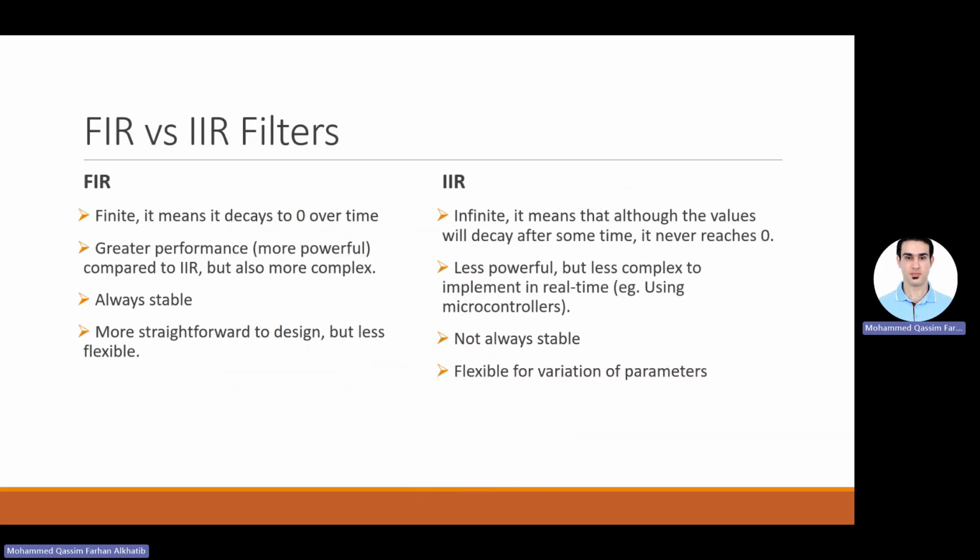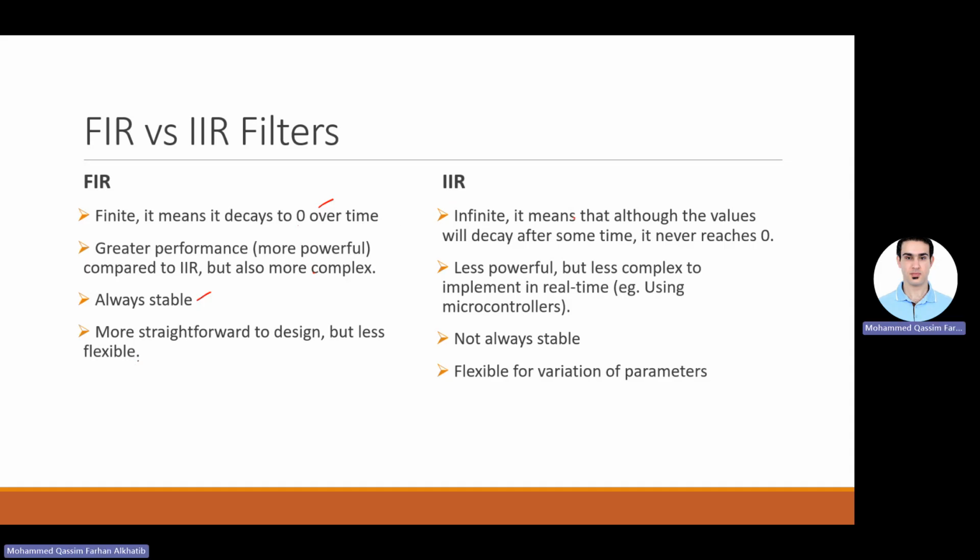Some comparison. So FIR is finite. After a certain point in time, you will have zeros everywhere. It has good performance. It is more powerful when compared to IIR, but will become more complex. It is always stable. That's one of the advantages of FIR, and we'll show an example of why it is always stable. It is more straightforward to design, but less flexible.